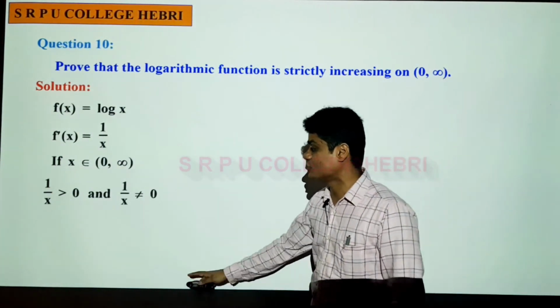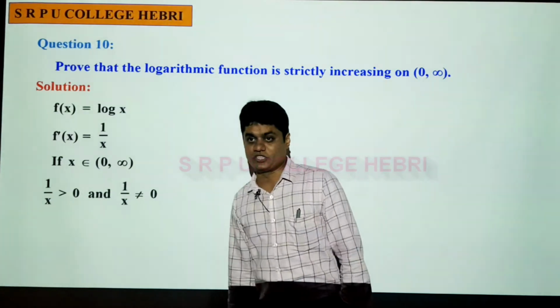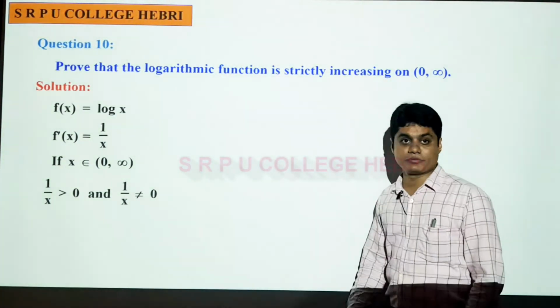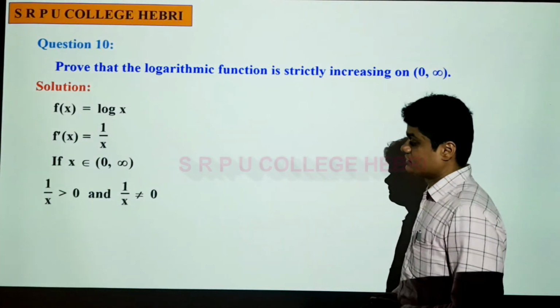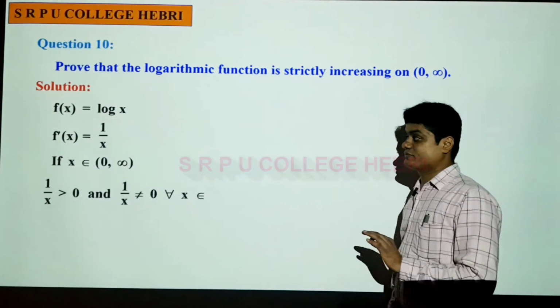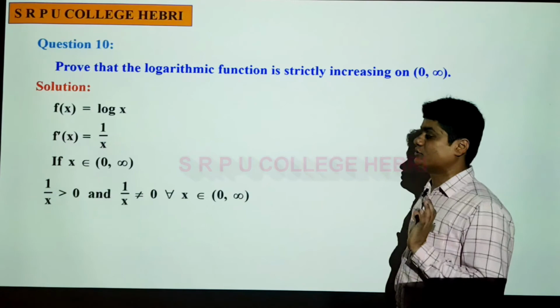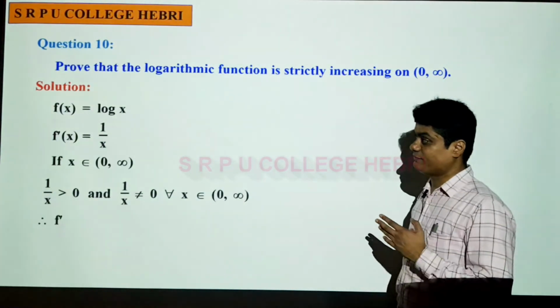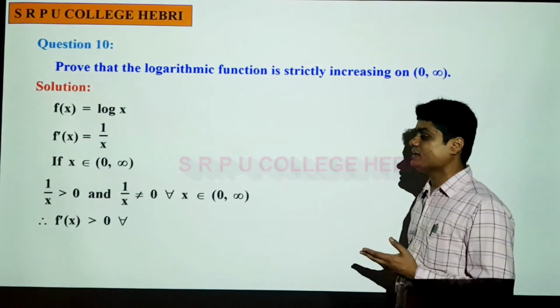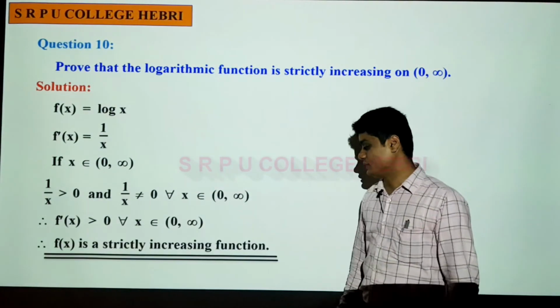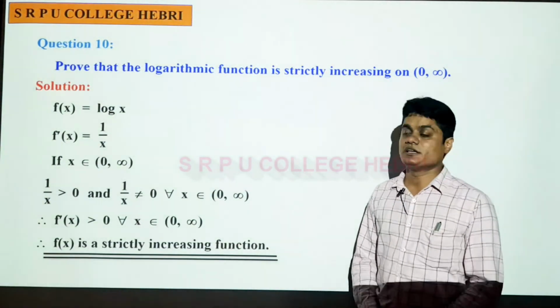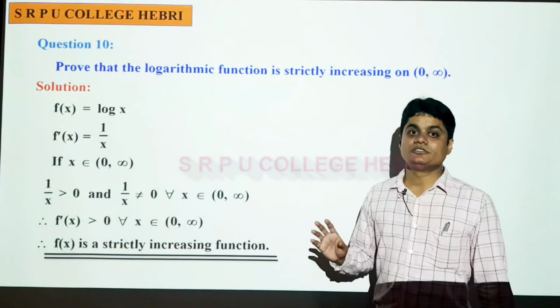Why is it not equal to 0? When does it become 0? If the numerator is 0, but there is no chance of the numerator being 0, and no chance of the denominator being 0, because 1 by 0 is not defined. So 1 by x will always be positive for all x belongs to 0 to infinity. That means f of x, which is equal to log x, is always increasing, or strictly increasing, in the interval 0 to infinity. So it's strictly increasing in the interval 0 to infinity.